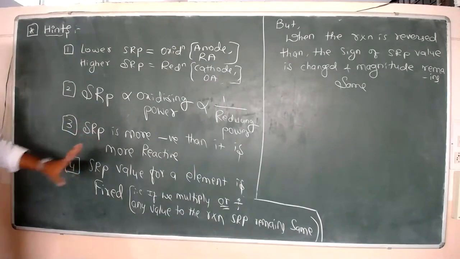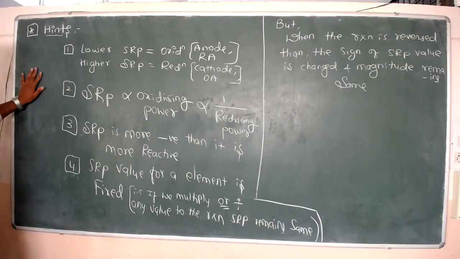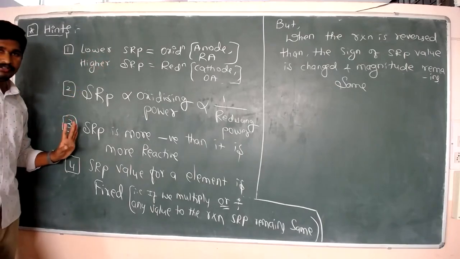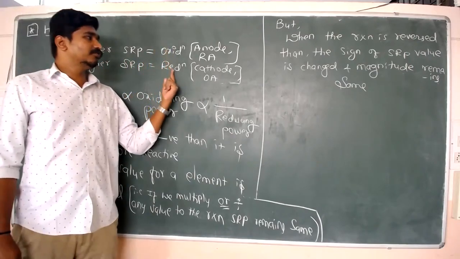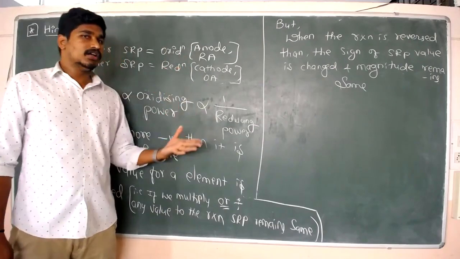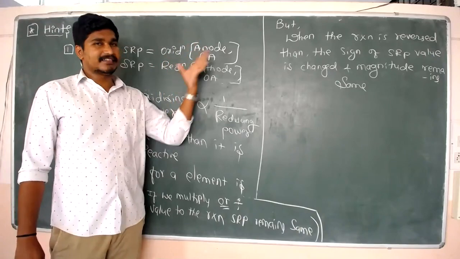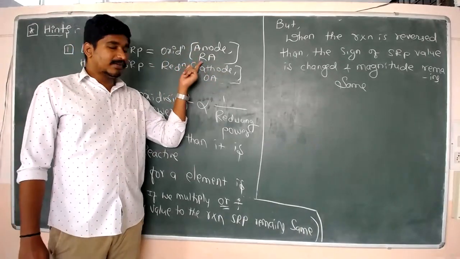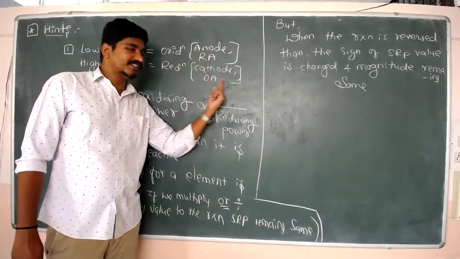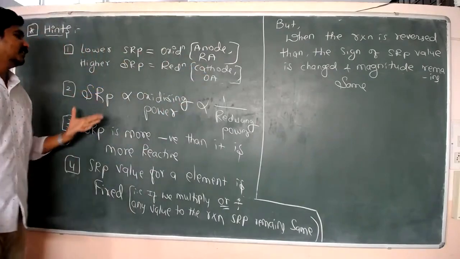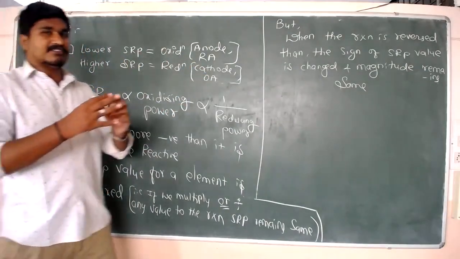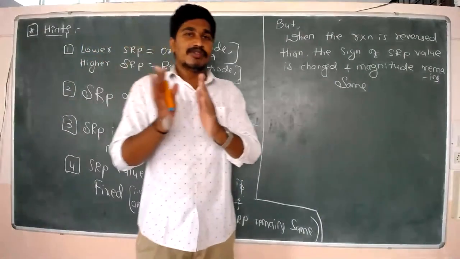Next, the last one. By seeing the SRP value, you can decide which undergoes oxidation, which undergoes reduction. Or by seeing the SRP value, you can say which one acts as anode, which one acts as cathode. Or you can say which is reducing agent, which is oxidizing agent. This is first thing.